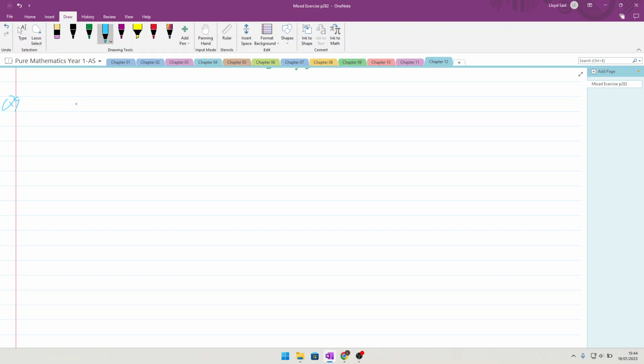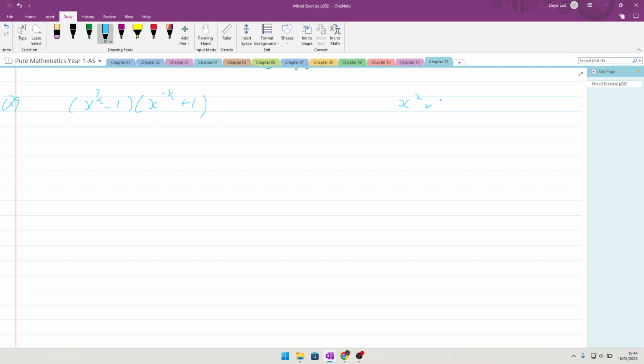Expand x to the 3 over 2 minus 1 and x to the minus a half plus 1. Well, that doesn't look nice, does it? Okay. Expand that. x times x. Have a quick think what happens here.